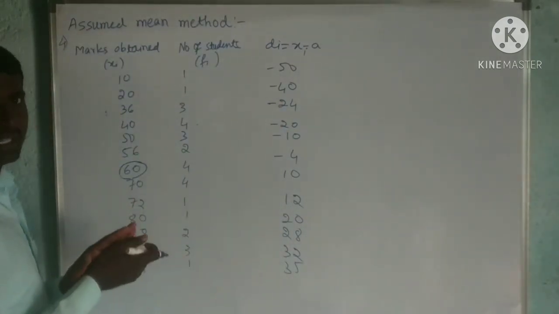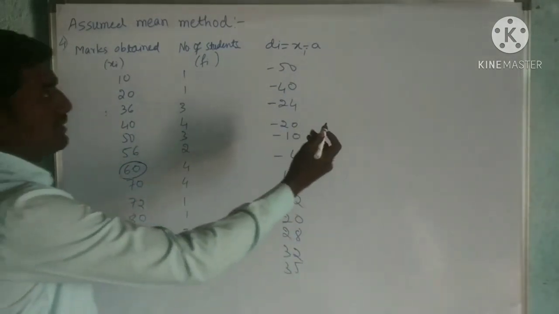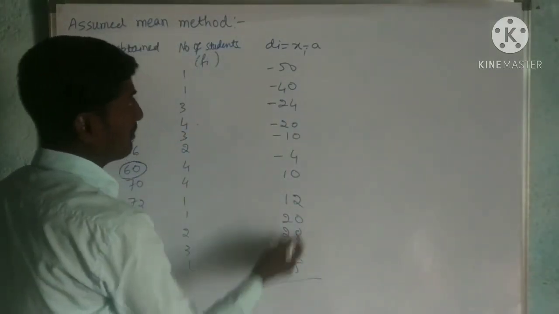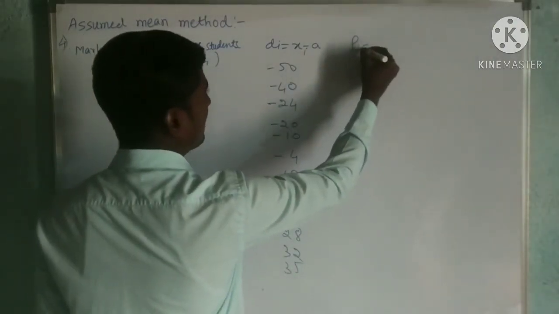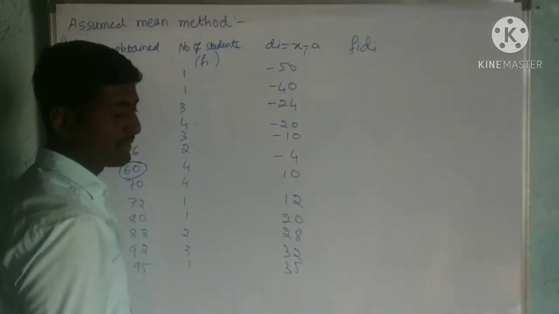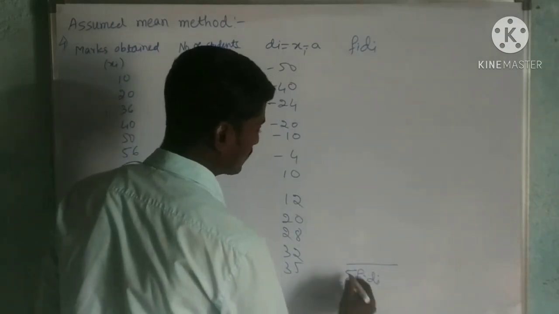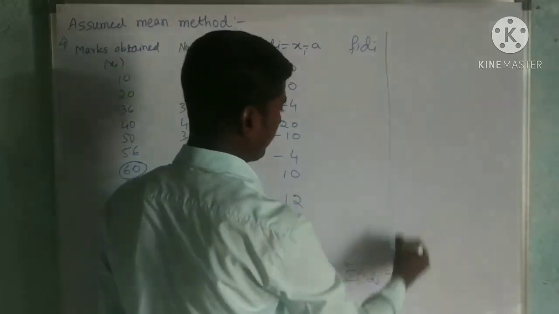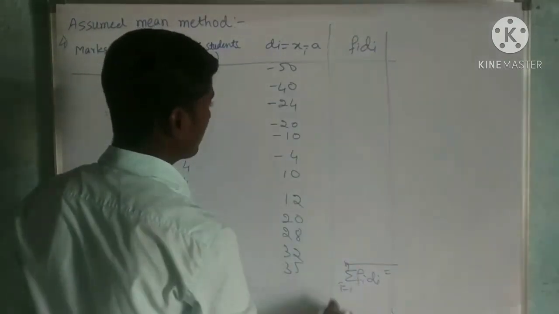The same procedure only. You can try to solve it yourself. So di we got, then a is already known, we have taken it as 60. Now we want fi di. The next step is fi di, that means multiply these two. You write fi di, then the sum of fi di, i equals 1 to n. Then automatically you can write the formula next. You try this by yourself.